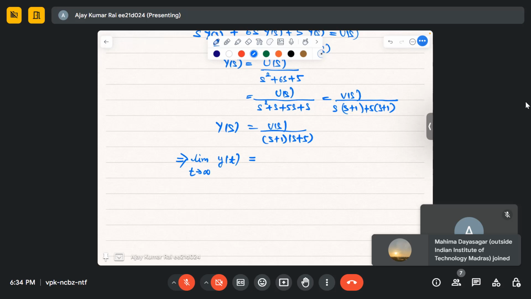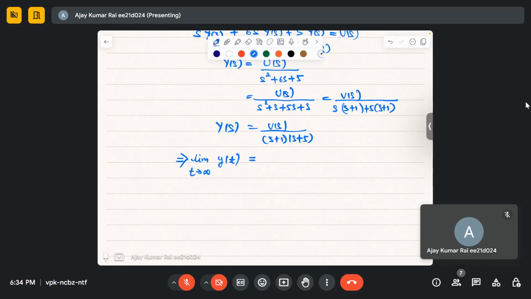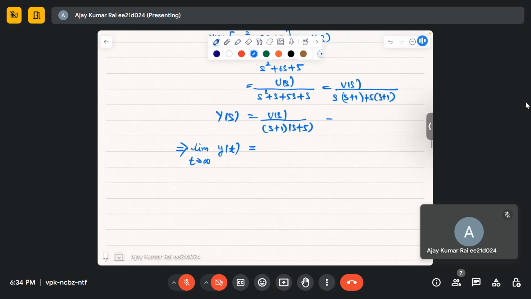So how did you reach the answer? Sir, when we put t tends to infinity, e to the power minus t will be 0, then only the value will be 1 by 5. Okay, so first you have put U of s as 1 by s, and the denominator (s plus 1)(s plus 5). Then you have written it as A by s plus B by s plus 1 plus C by s plus 5. So this you have done, and then correspondingly you have put the limit.